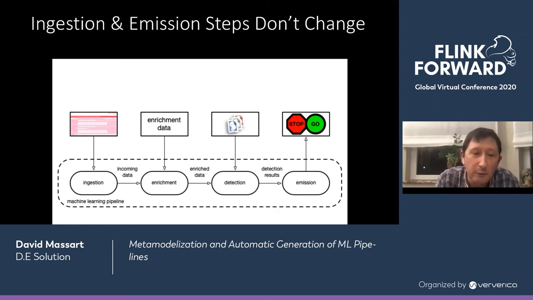If you look at the ingestion phase and the emission phase at the bottom, they're pretty stable. The code doesn't really change. A payment is something really standard, this information doesn't vary, and the way to ingest it doesn't vary. Same thing for the result: it's a stop or a go, basically. There are not a lot of variations.